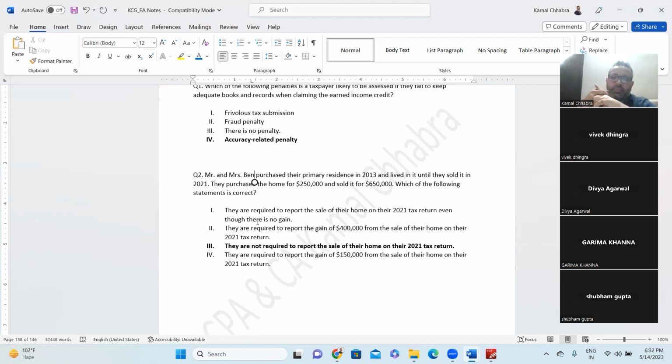What is the gain? 650 minus 250. How much is it? 400,000. And what is the exemption? $500,000, when you're filing jointly, right? For an individual it is 250,000 and jointly $500,000. So as the gain is less than $500,000, they are not required to report, right? Got it? Yes, sir.